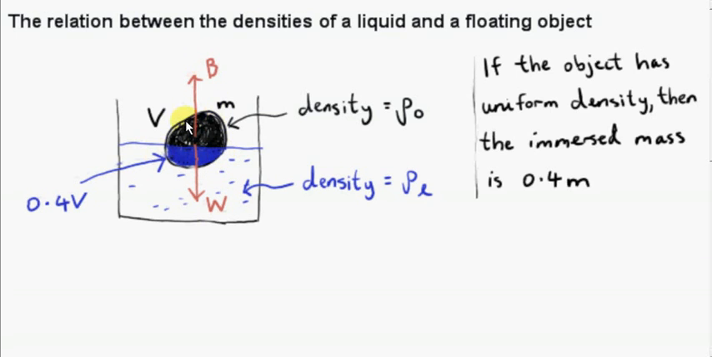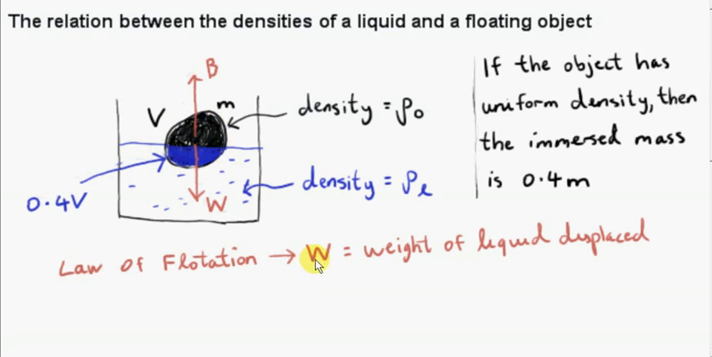We can apply the law of flotation to this object. The law of flotation, which comes from Archimedes' principle and the fact that the object is in equilibrium, says that W, the weight of the object, is equal to the weight of the liquid displaced by the object. So let's consider the weight of the object. Well, that's the mass of the object times g. Now what's the mass of the object? It's the overall density of the object, rho O, whether the density is uniform or not, times the volume of the object, V. And this is the mass. We multiply by g to get the weight.